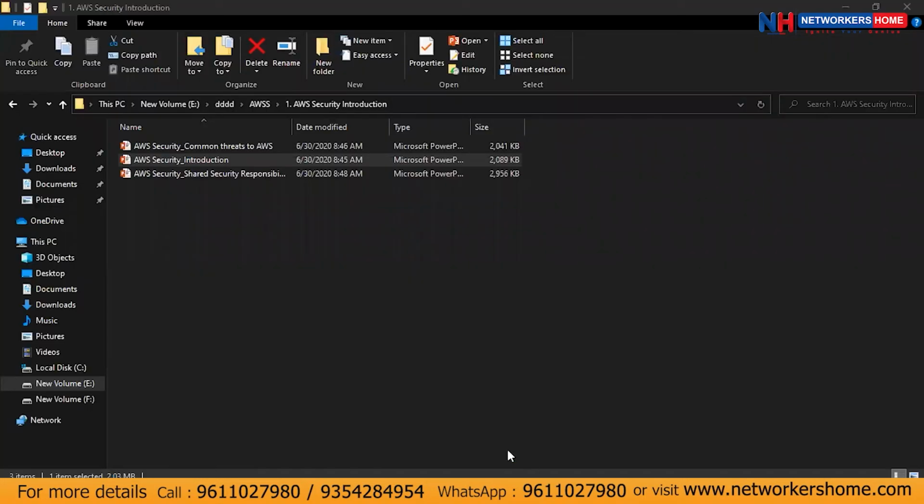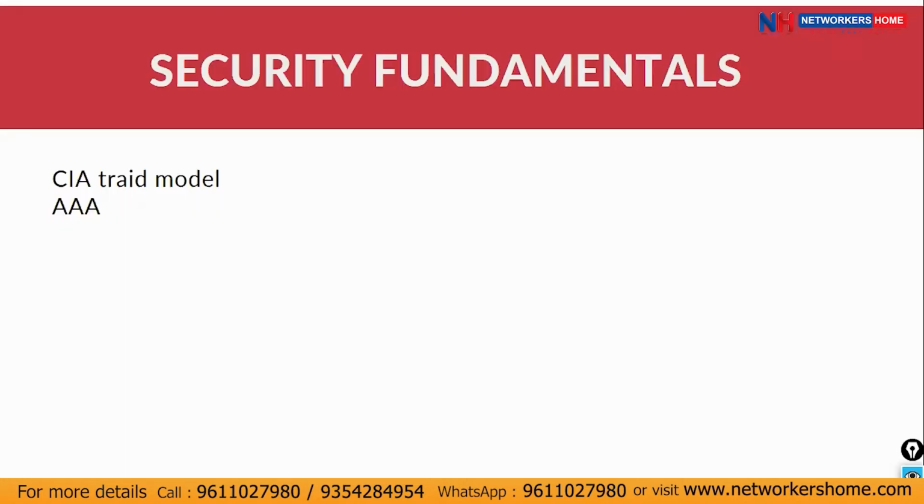That's fine. As part of the AWS security specialization, first of all, let's talk about security introduction. Then AWS security introduction. Then what are the common threats to cloud environments? Then the AWS shared security responsibility model. Now let's start with your IT security environment. We go with something called the CIA triad model, and we also go with the AAA concept. Let's see what these things are basically. Then we point to related AWS services.